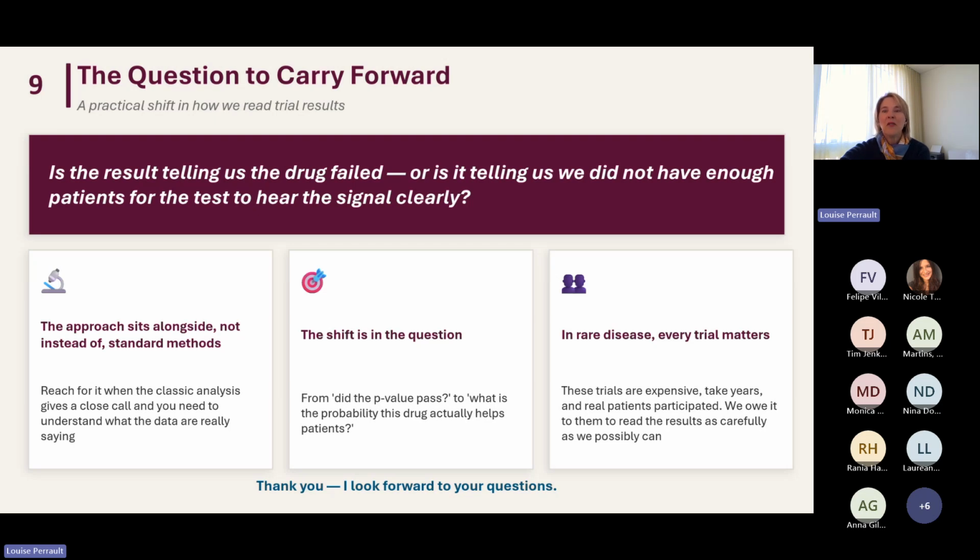The approach I talked about today does not replace the standard way of analyzing a trial. It sits alongside it. It is what you reach for when the classic analysis gives you a close call and you need to understand what the data is really saying. The shift is not complicated. It's really just this. In rare disease, where every patient matters and every trial is hard to run, that shift in question can change what gets developed, what gets approved, and, more importantly, what gets to patients.